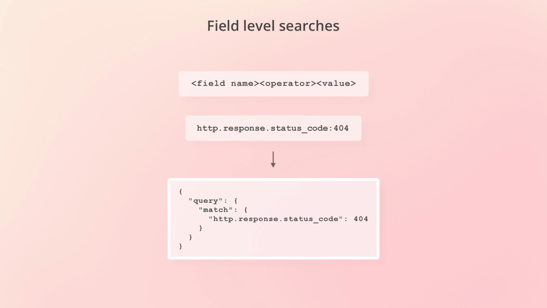We can do that by specifying the field name followed by an operator and a value. Here's an example of searching for requests that have an HTTP status code of 404. We use the colon operator, or the equals operator, when searching for specific values. You'll see which other operators are available in a moment. This KQL query is translated into the following query DSL.